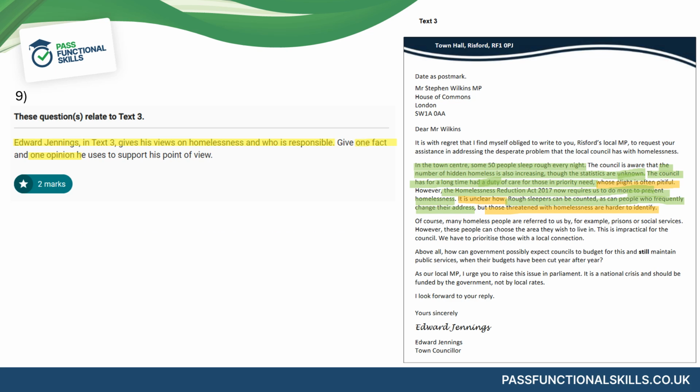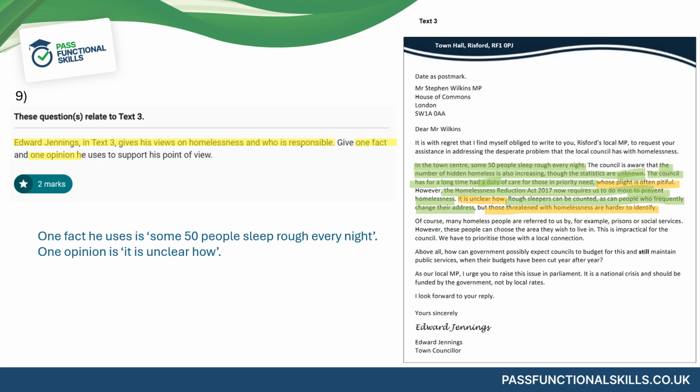But if we have a look at the written solution, one fact he uses is some 50 people sleep rough every night. One opinion is it is unclear how. So we've got 1 mark for the fact and 1 mark for the opinion.